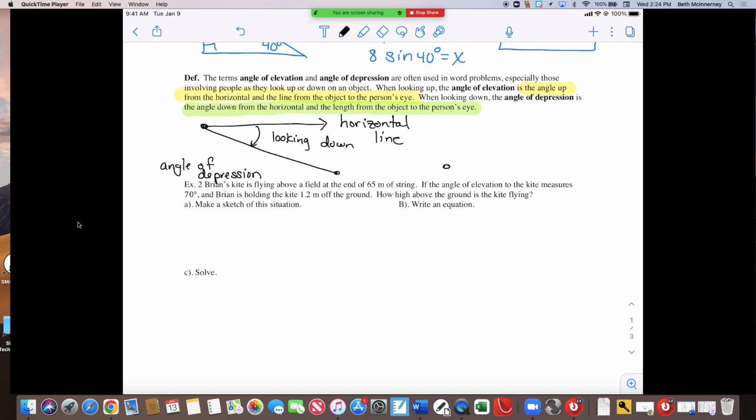Then I meant to really do this one first, but that's okay. We'll work with it. Here's my horizontal ray. I'm going to call it a horizontal line. If I'm looking up, that's an angle of elevation. So remind yourself, no matter whether it's angle of elevation or angle of depression, it's the angle formed from the horizontal line, whether you're looking up or looking down from the horizontal line.